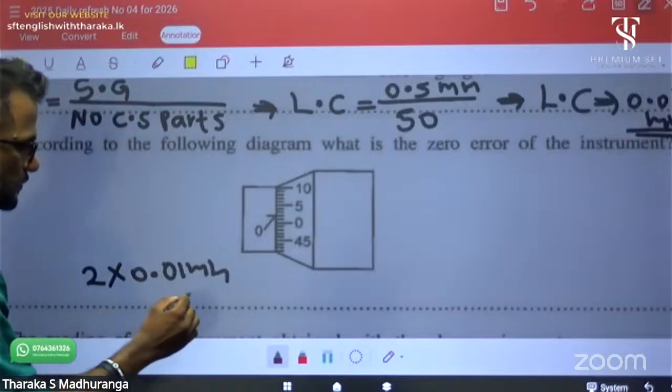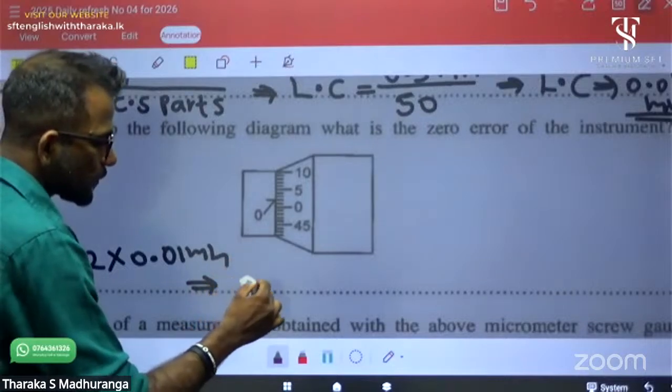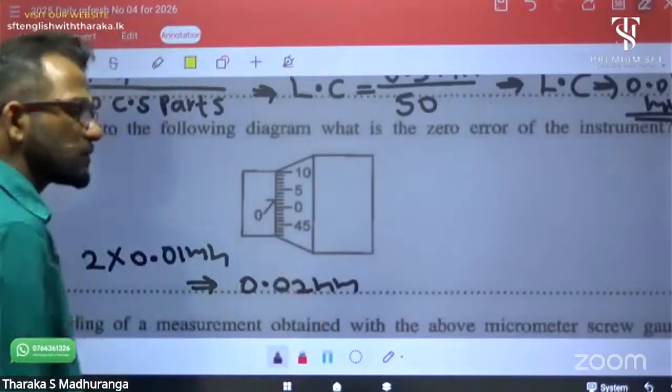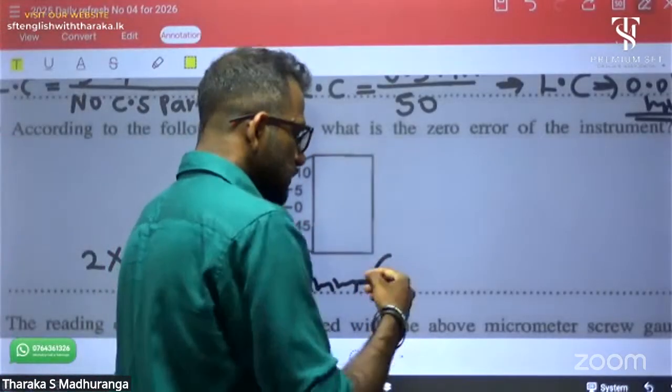Now the zero error is 0.02 millimeter. This is the answer. If you want, you can write it down within brackets.